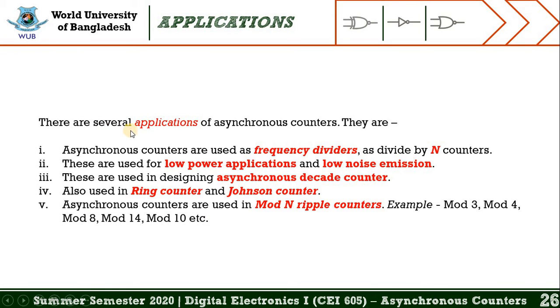There are several applications of asynchronous counters. They are used as frequency dividers, as divide by N counters. These are used for low power applications and low noise emission. These are used in designing the asynchronous decade counter, and also used in ring counters and Johnson counters. Asynchronous counters are used in mod n ripple counters, for example mod 3, mod 4, mod 8, mod 14, mod 10, etc.